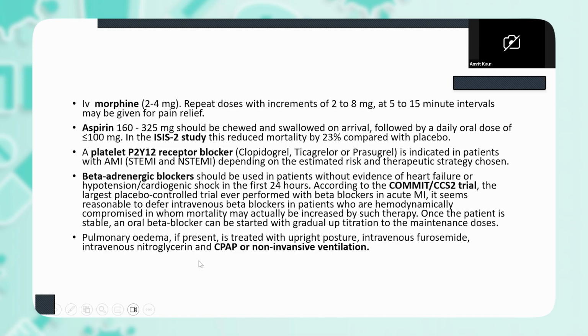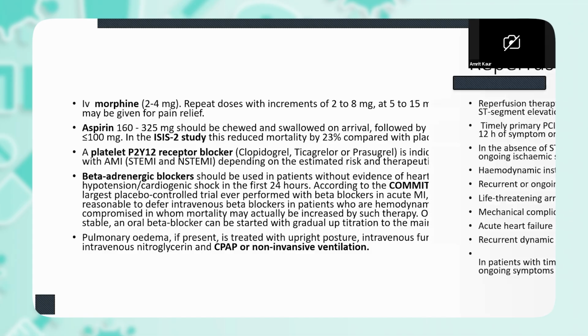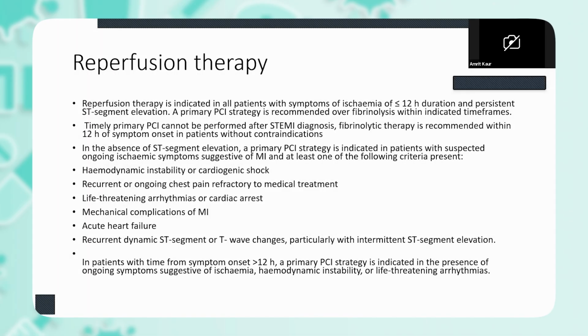The other important agent is your beta blockers. We should use beta blockers if our patients are hemodynamically stable within the first 24 hours. They should be started as early as possible. But obviously, if your patient is hemodynamically unstable or in cardiogenic shock, wait till the patient recovers and then start orally and gradually build up to the maintenance dose. If the patient is in frank pulmonary edema, we would treat it with CPAP, IV furosemide, and upright posture. Now we come to reperfusion therapy.